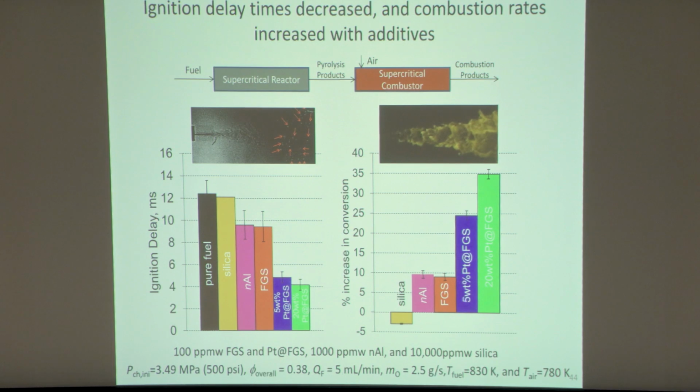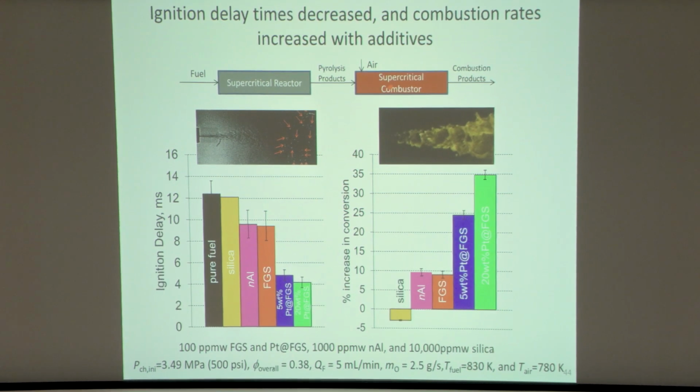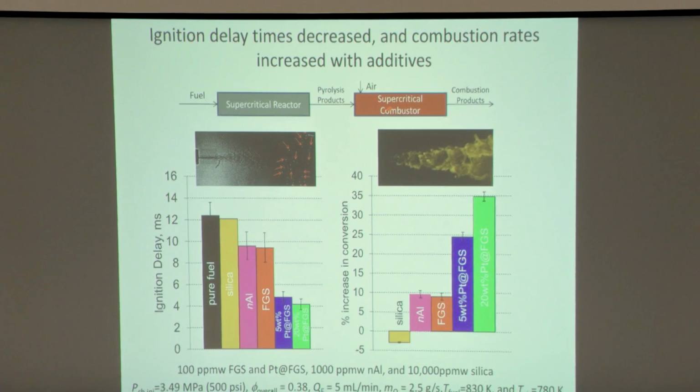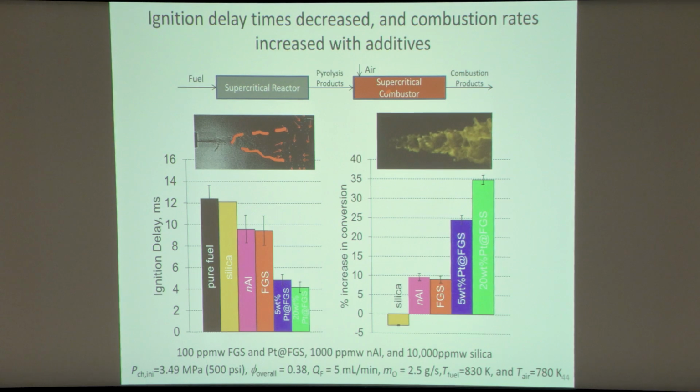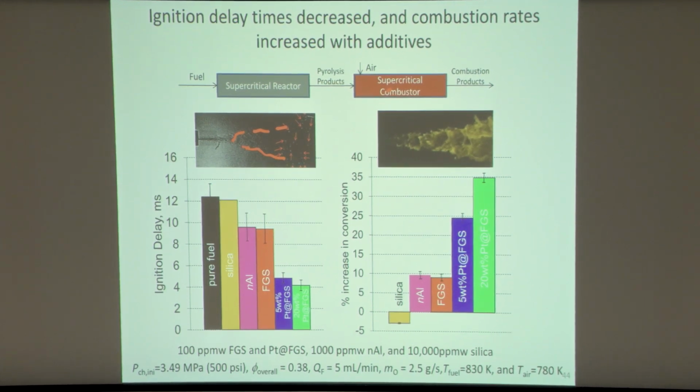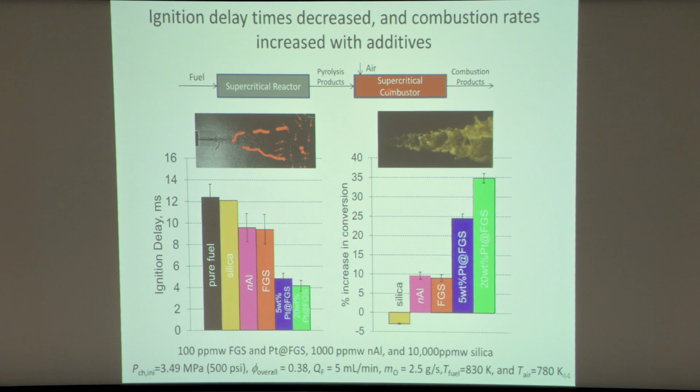And when the material got injected into the combustor, a couple other things were noticed. Instead of ignition occurring at one location of the flame and then spreading along the surface, with these nanoparticles added you saw a distributed ignition process, occurring all throughout the spray. By adding the FGS or the FGS coated with platinum at different levels, you can see the ignition delay decreased in the combustor, and the percent increase in conversion also decreased with the addition of these nanocatalysts.